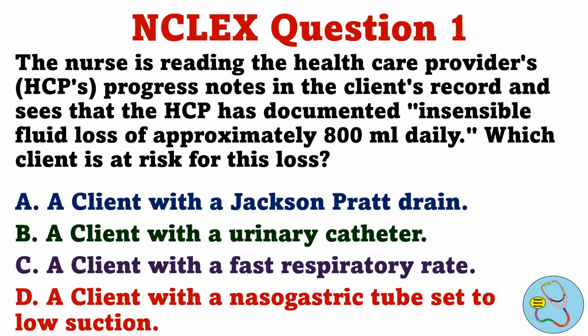Question 1. The nurse is reading the healthcare provider's progress notes in the client's record and sees that the HCP has documented insensible fluid loss of approximately 800 ml daily. Which client is at risk for this loss? A. A client with a Jackson Pratt drain. B. A client with a urinary catheter. C. A client with a fast respiratory rate. D. A client with a nasogastric tube set to low suction.